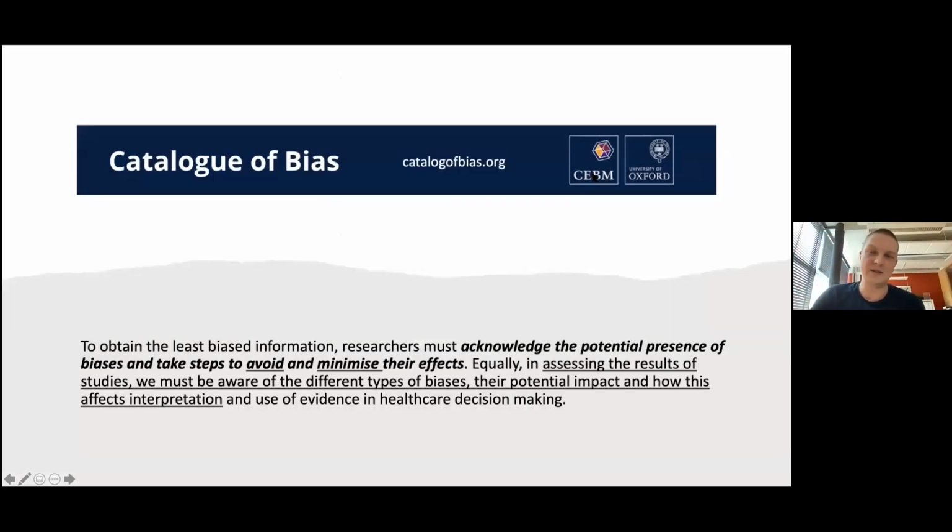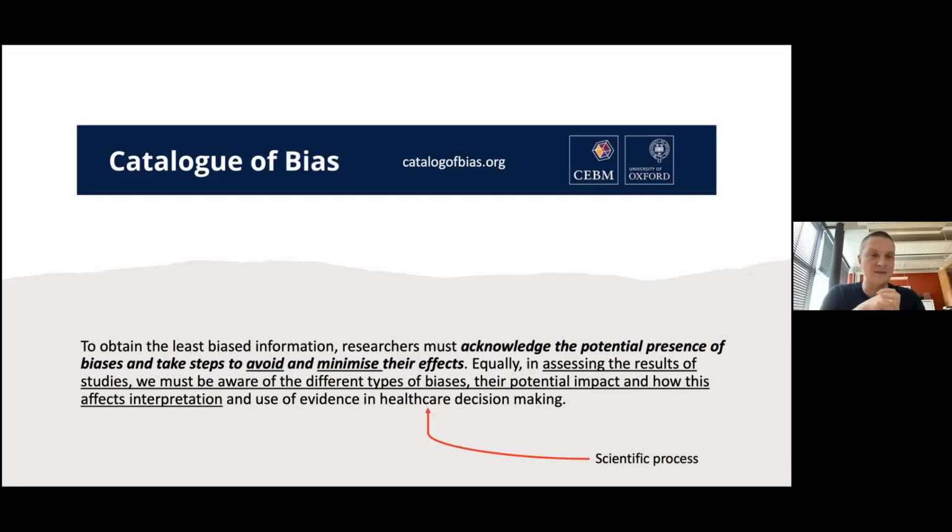There's this fantastic website driven by the University of Oxford called the Catalogue of Bias. They list a whole bunch of different biases. You can go in and read on each one of them. It's almost like a dictionary or a catalog, and you can see what evidence there is for these different biases. They have this little paragraph, which I've copied, which says, to obtain the least biased information, researchers must acknowledge the potential presence of biases and take steps to avoid and minimize their effects. Equally, in assessing the results of studies, we must be aware of the different types of biases, their potential impact, and how this affects interpretation and use of evidence in healthcare decision-making.